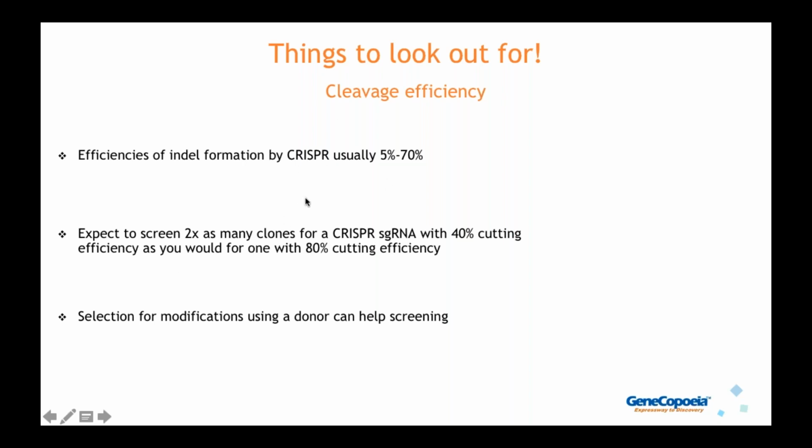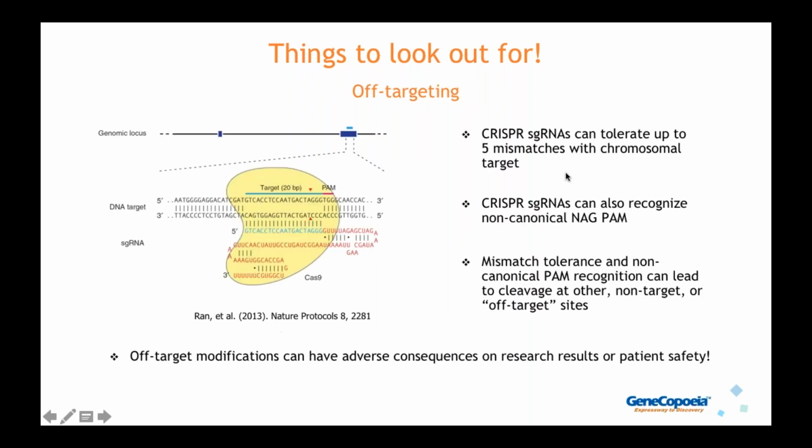So having a rough idea of the cleavage efficiency of your CRISPR guide RNA is useful. And so selecting for modifications using a donor might help. And then another thing to look out for is off-targeting. I didn't talk about this much, but you may know about this.